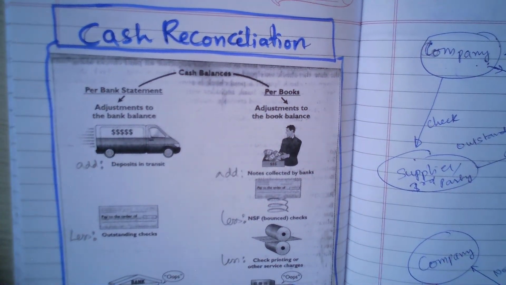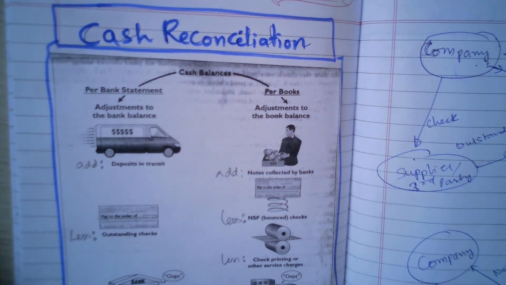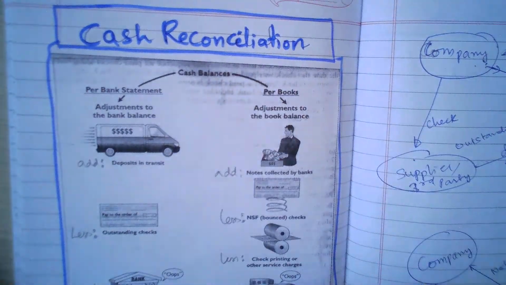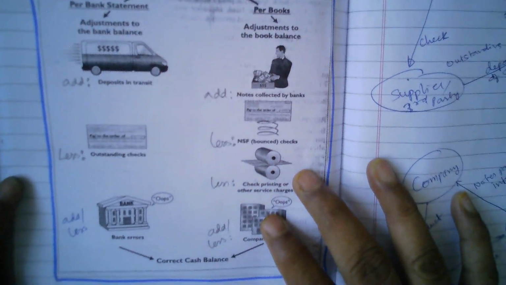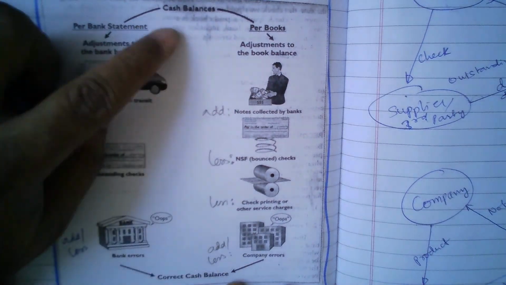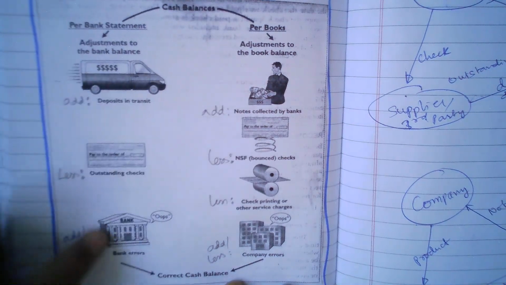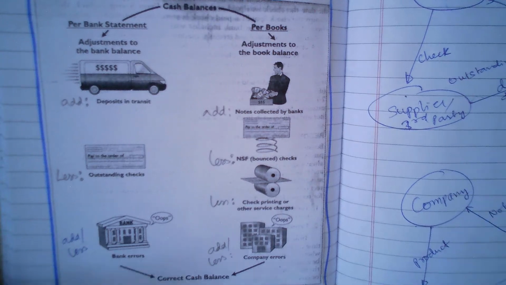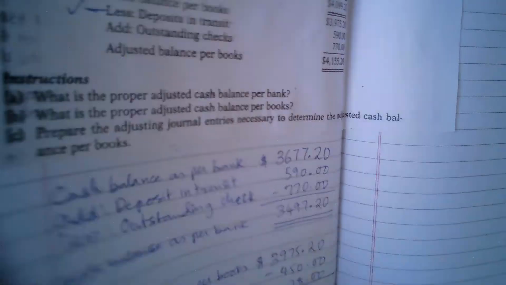Hello everyone. So welcome to the third video in the playlist on this concept of cash reconciliation. In the first video we have already seen this diagram and discussed how to match the cash balance from the bank statement side and as per the books. And in the second video we solved one problem.